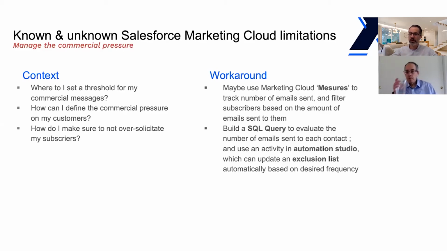So if your query is, I would like to have all my subscribers who received more than 5 emails in the last 14 days, they will be added into the exclusion list to make sure they will not be over-solicited. Or you can ask Salesforce to have a look at these features and vote for this idea, and maybe it will be delivered in the next release.